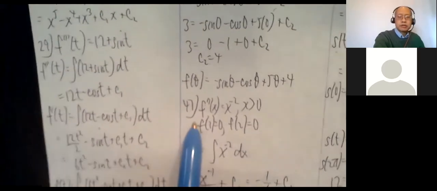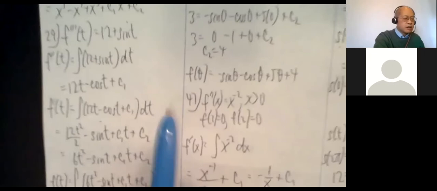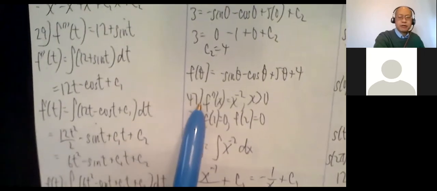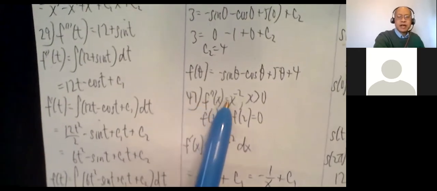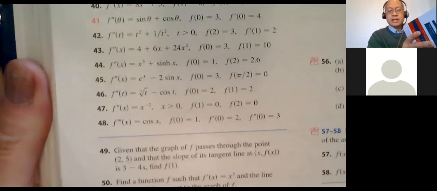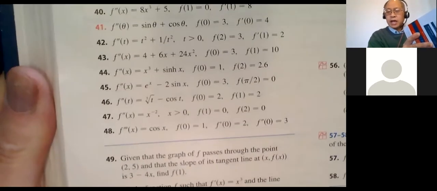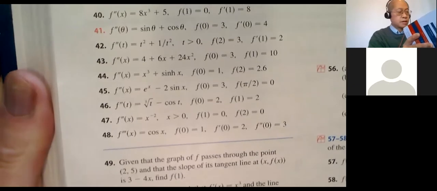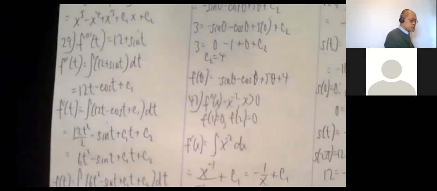Okay, next one I'm going to show you is 47. It's a little bit unusual, but nothing that you shouldn't be able to figure out. F double prime is x at negative 2. X is greater than 0. So they give me that extra thing there, 47 there. X is greater than 0. And then f of 1 is 0, f of 2 is 0. Okay, so it's a little bit unusual. Something a little bit different about that one. And we'll see why.